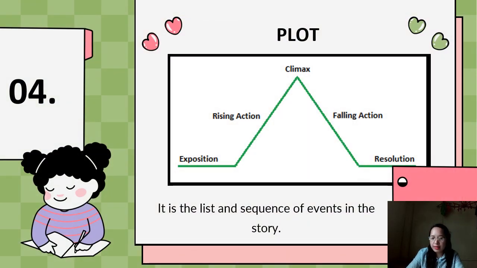The fourth element of a short story is the plot. It is the list and sequence of events in the story. Now, under plot, we have five parts, and these are the exposition, rising action, climax, falling action, and resolution.